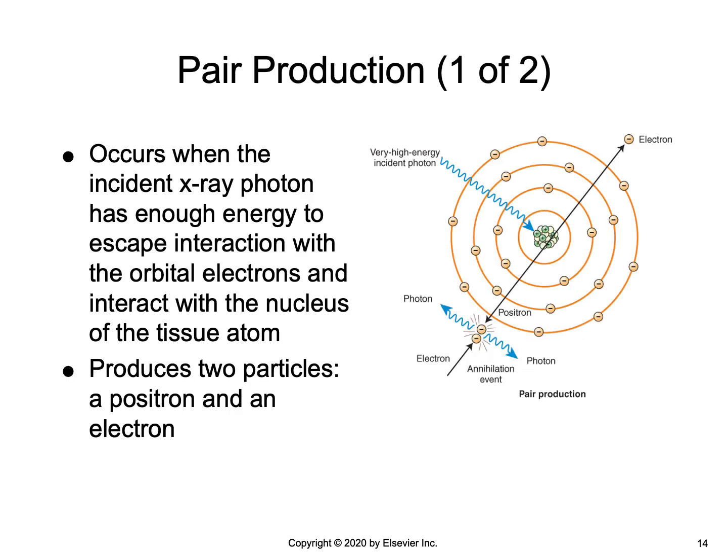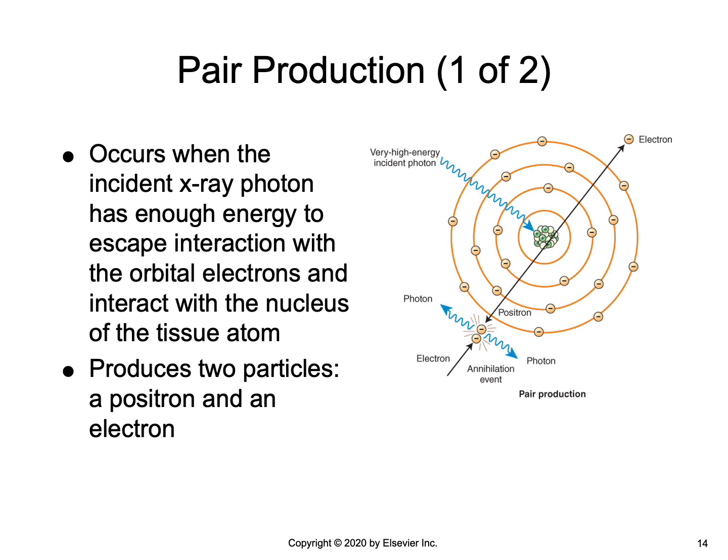Pair production is one of the two, with photodisintegration, that are not involved in image production. Pair production occurs only with a very high energy photon of 1.02 MeV or greater. The interaction occurs when the incident X-ray photon has enough energy to escape interaction with the orbital electron and interact with the nucleus of the tissue atom.